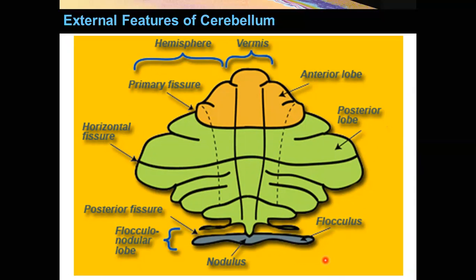Again, now we open the cerebellum, and what you see here is in the midline, there is the vermis. This part is the hemisphere, anterior lobe, posterior lobe, and the nodular lobe. Here is the primary fissure. Here is the horizontal fissure. Here is the posterior fissure, and flocculus.